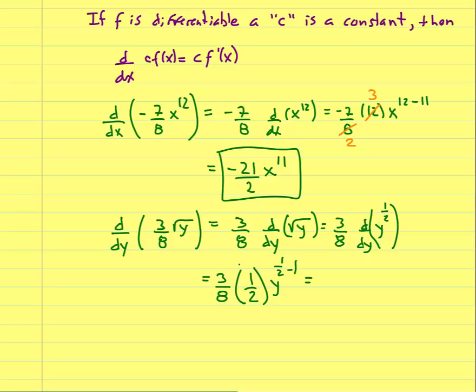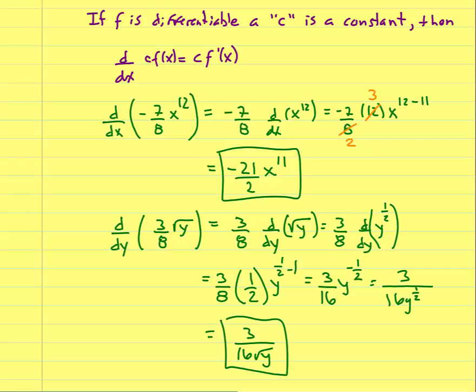So you drag along the 3/8, bring this 1/2 out front, and decrease the exponent by 1. Nothing cancels here, so I'm left with 3 times 1 is 3, 8 times 2 is 16, so 3/16 y to the 1/2 minus 1, which is a negative 1/2. So this is a solution, but it's not the solution, because remember, we never leave negative exponents. So I would flip the y to the negative 1/2 into the denominator, and it would become a positive 1/2. And my final step would be rewriting this from exponential form to radical form.